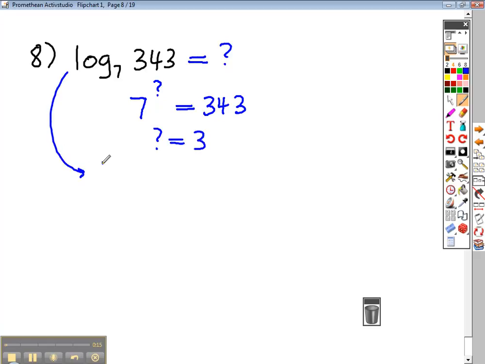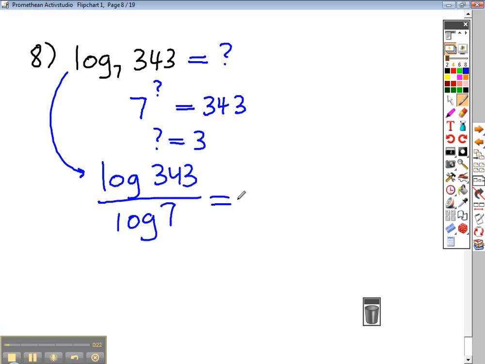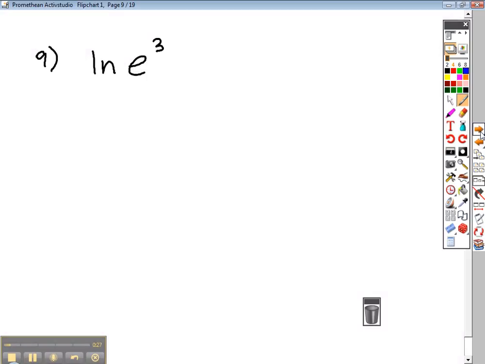With a calculator, just use the change of base. So pretend it's base 10, okay, and then divide by the log of the actual base, and you should also get 3 either way.